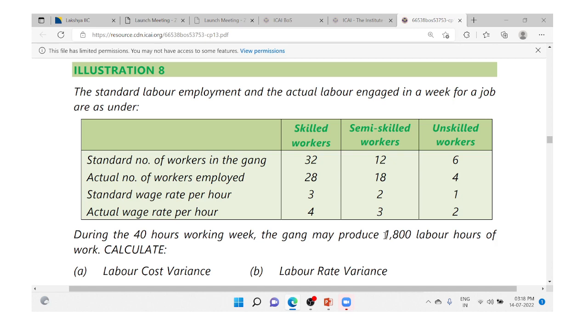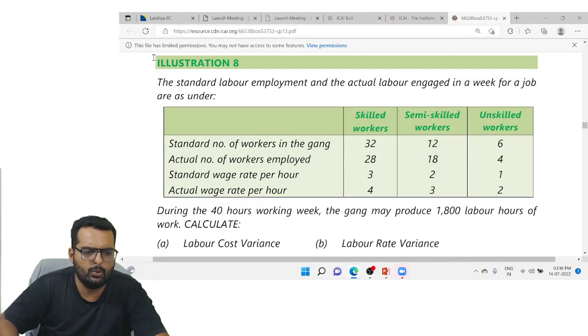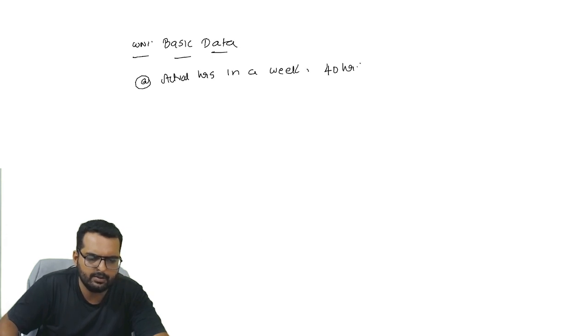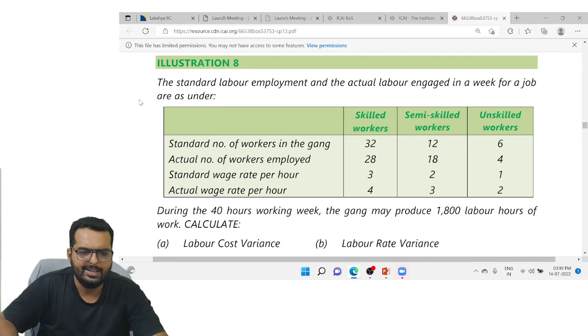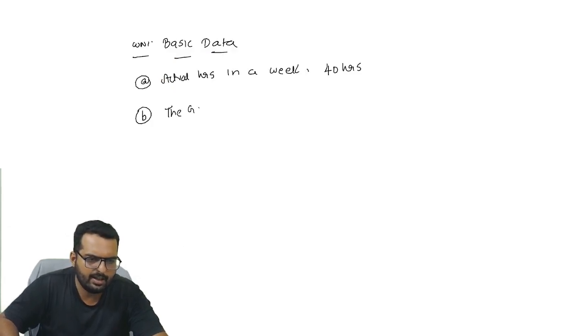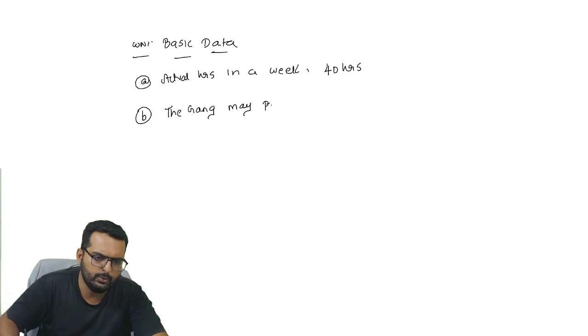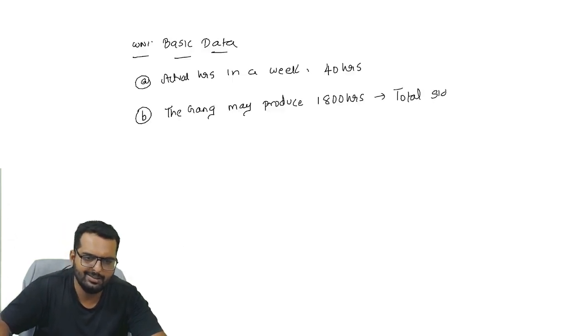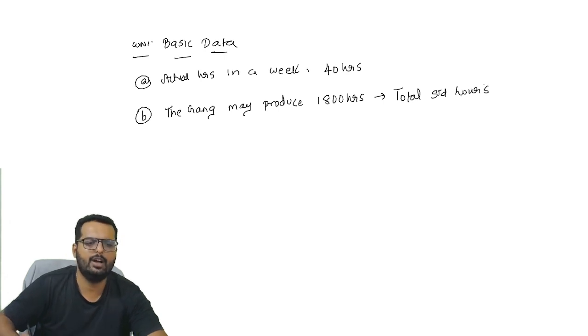Okay, do you get the answer as 1152? I'll explain to you how that happens. See, I'll write down working note number one, basic data. They have told during a 40-hour working week. So actual hours in a week is equal to how many hours? 40 hours in a week. All right. In that, they have told the gang may produce 1800 hours. So this is nothing but the total standard hours. Are you understanding my point?